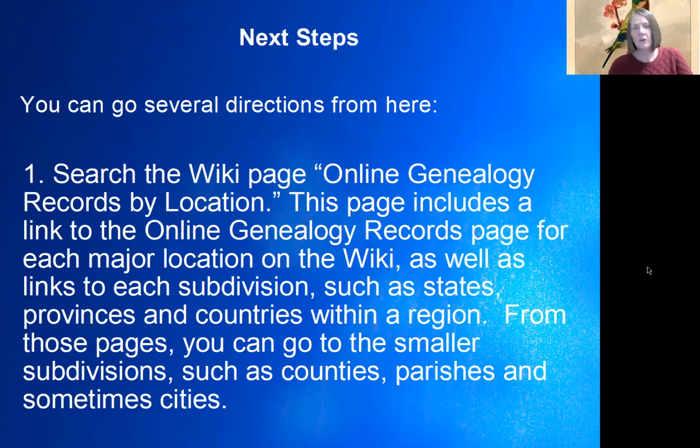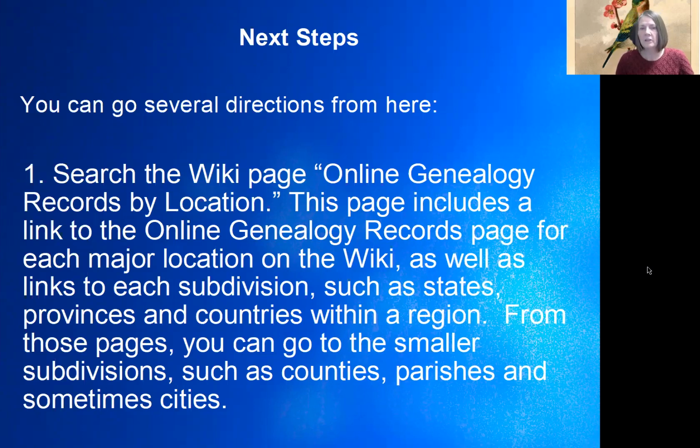So now, where do you go from there? You can go several directions to find databases on the wiki. The first thing is to just search the wiki page called Online Genealogy Records by Location. There's an actual page that has that information on it. It is the best thing, if you ask me, for finding the genealogy records.